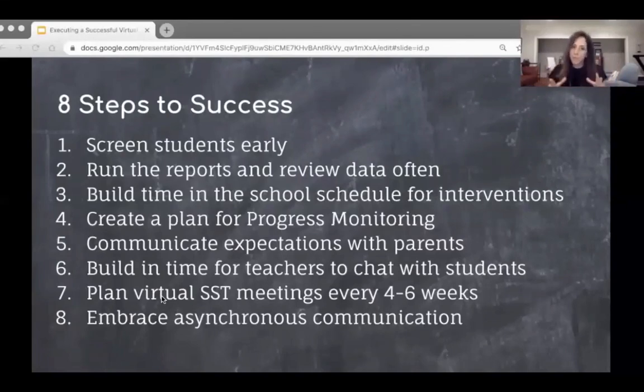And finally, embrace the fact that a remote schedule means more asynchronous communication between teachers and students. Things like a digital behavior worksheet, a digital success notebook, and the automatic grading of interventions and progress monitoring will all help ensure your environment can be successful while students are learning remotely.